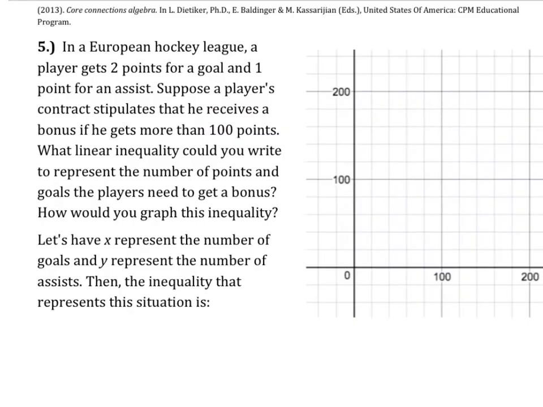In this next problem, we are going to look at doing application problems with linear inequalities. In problem 5, in a European hockey league, a player gets 2 points for a goal and 1 point for an assist. Suppose a player's contract stipulates that he receives a bonus if he gets more than 100 points. We're going to write a linear inequality that can represent the number of goals and assists the player needs to get a bonus, and then we're going to graph this. We are told that x is going to be goals and y is going to be assists.